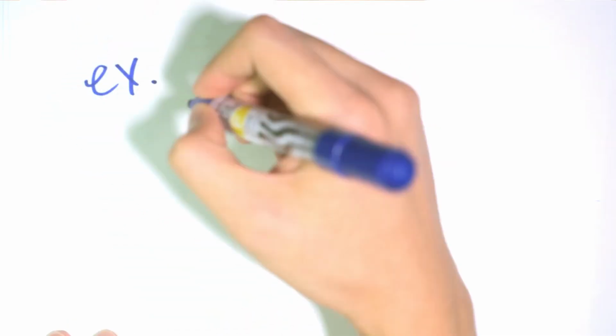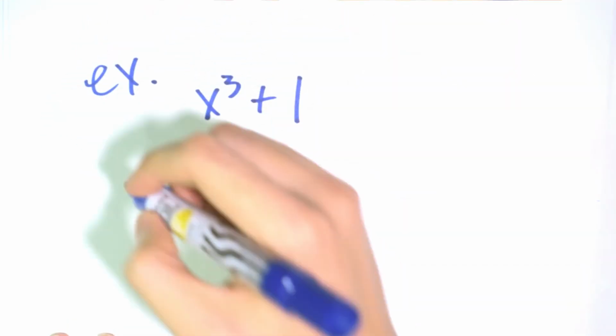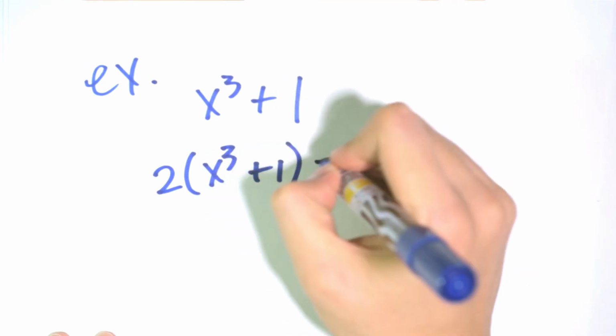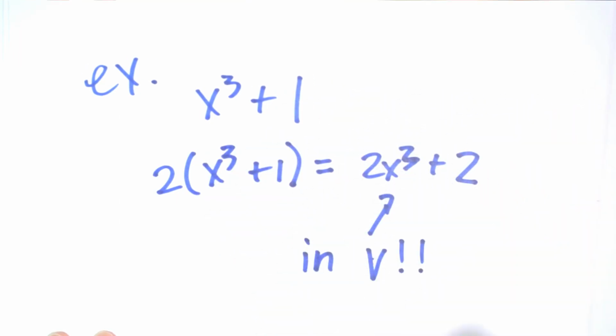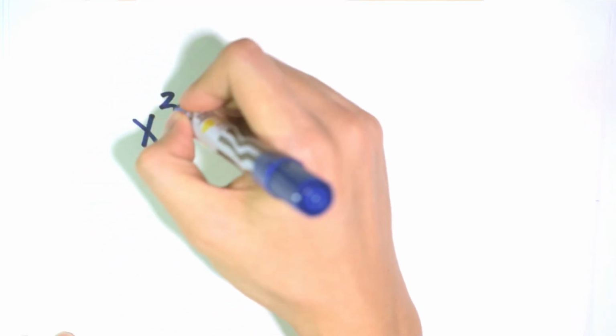So first let's look at scaling. Take for example x cubed plus 1. If we scale this by 2, then we end up with 2x cubed plus 2. And since the highest degree is still 3, it is still a part of the set. And if you try this with any other real number, you will find that this set is closed under scalar multiplication. Now we need to test if it is closed under addition.